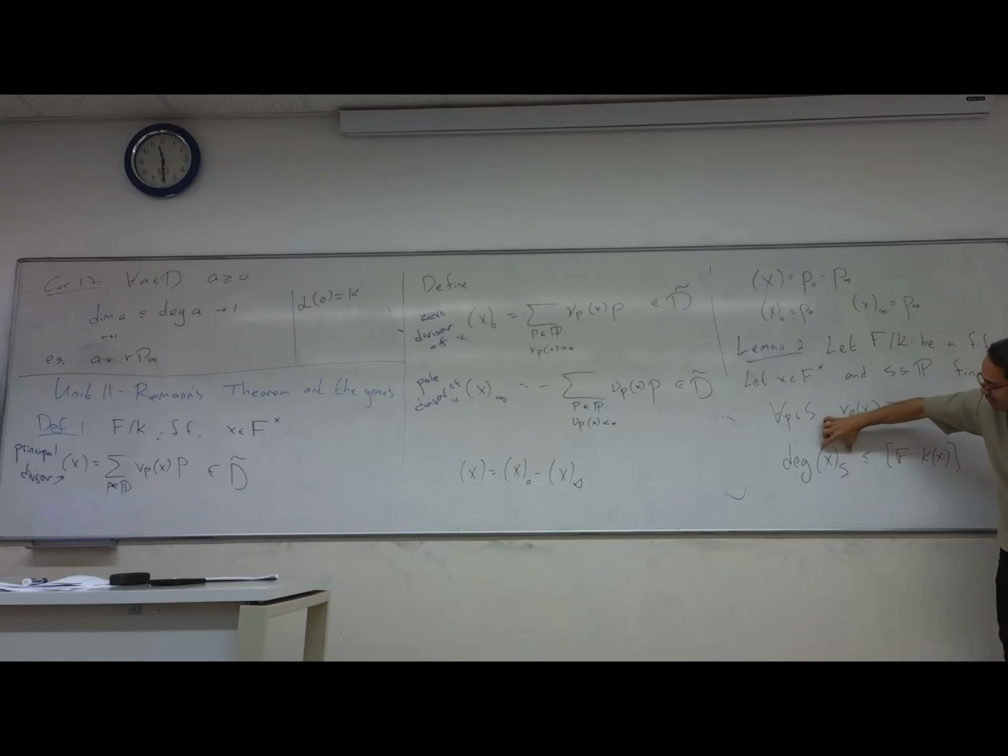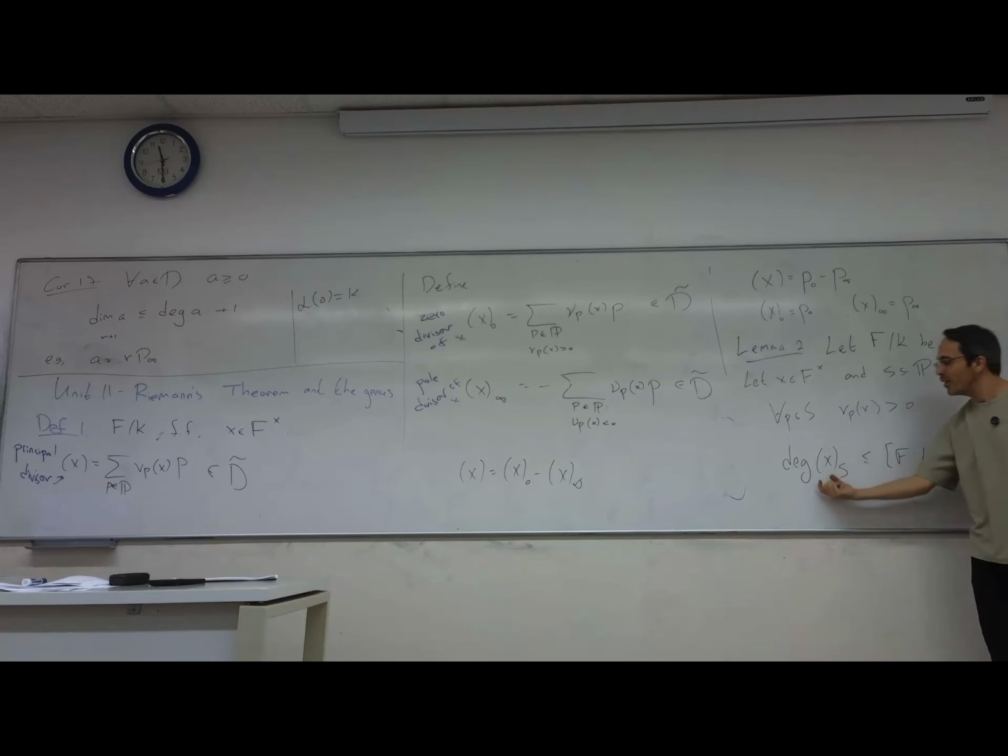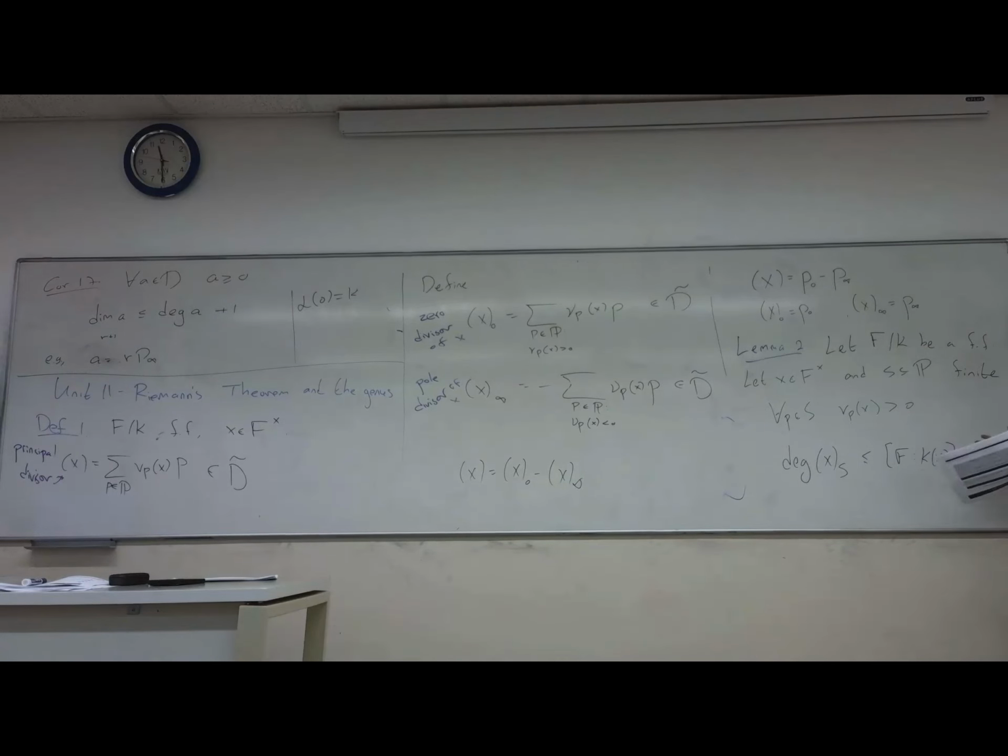And what I'm claiming is, if you restrict the principal divisor to S, so that's also a restriction of the zero divisor, because I'm only taking zeros of x. But if you look at the principal divisor restricted to S, you get a bound. And what is so special about this bound? Exactly. It doesn't depend on S. It's a finite number that doesn't depend on S.